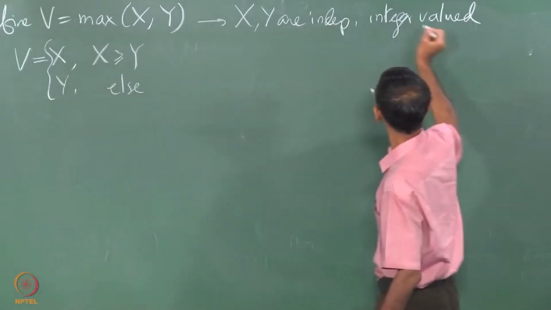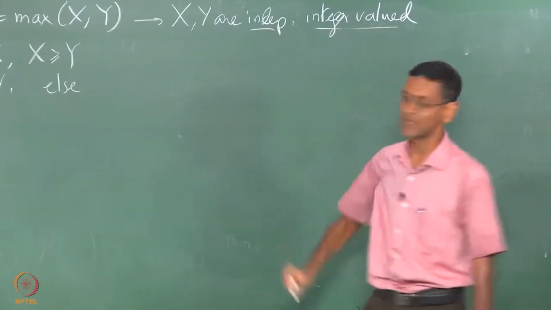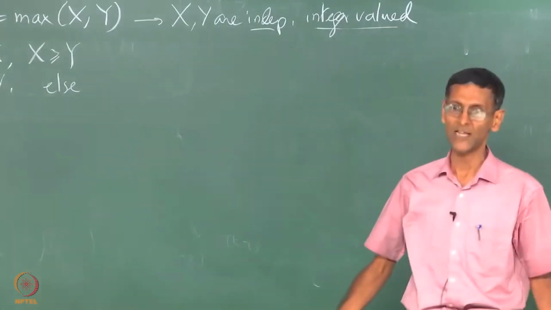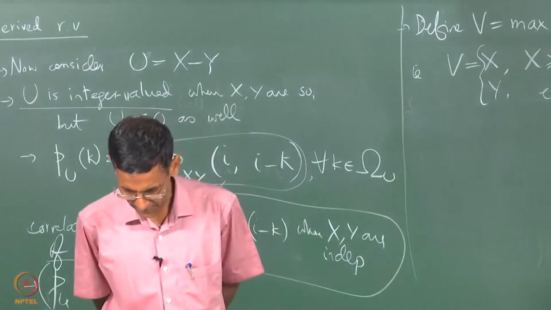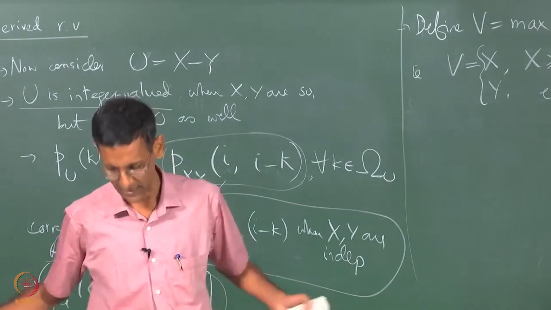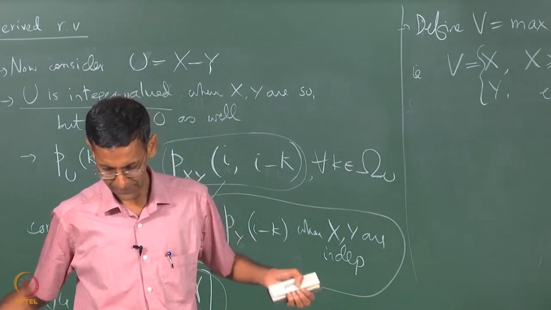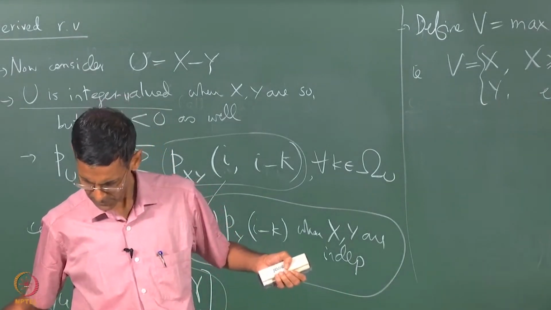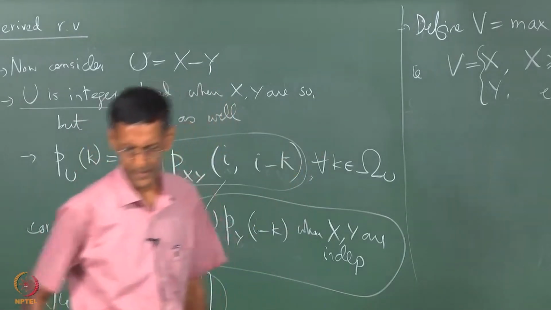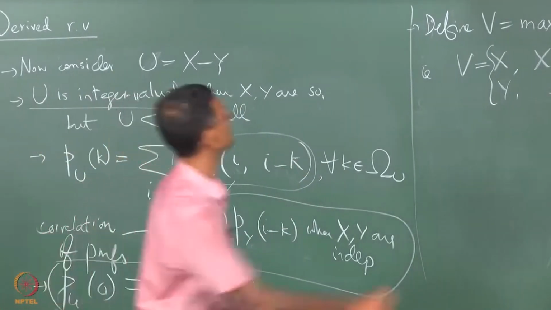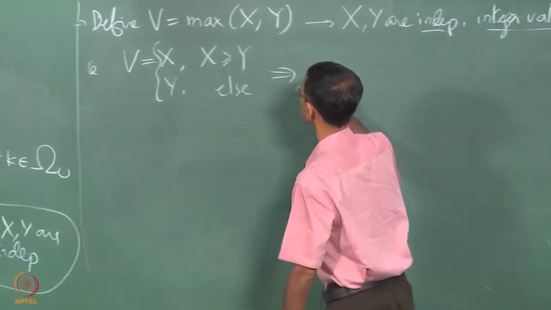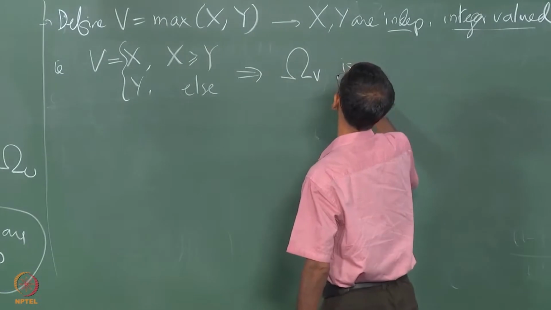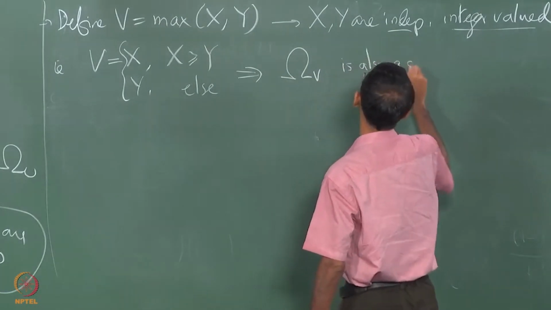We are also assuming that they are independent and integer valued. So if they are integer valued, v also has to be integer valued. Now let me take any integer value, it doesn't matter. So omega v is also a set of integers.